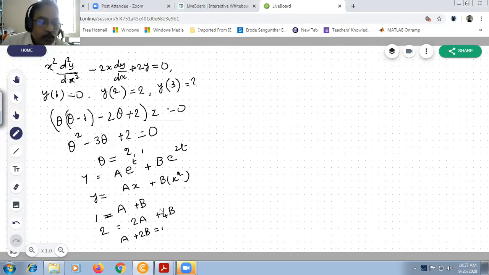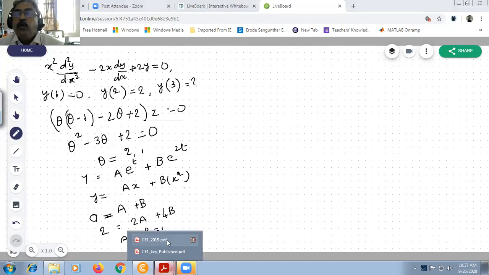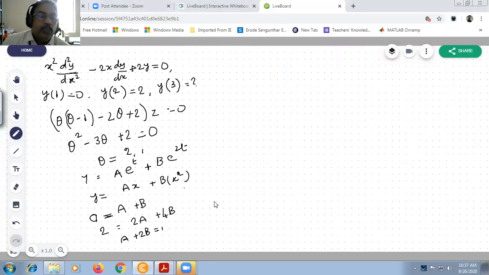A plus b is equal to, what is y of 1? y of 1 is equal to 0. You have to clearly note down the boundary condition: y of 1 is equal to 0. So 0 is equal to a plus b. So a plus b is equal to 0, and a plus 2b is equal to 1.